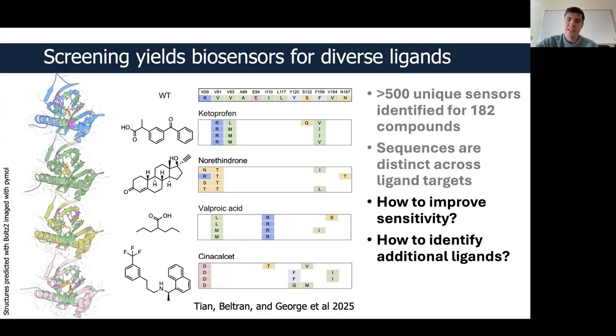And so now that we had this data, we wanted to ask, okay, how can we use this to improve the sensitivity of the sensors that we got, since many of these were still at the micromolar level of sensitivity, and also how can we use this data to identify additional ligands and make this platform even more broad and applicable to different kinds of small molecules.